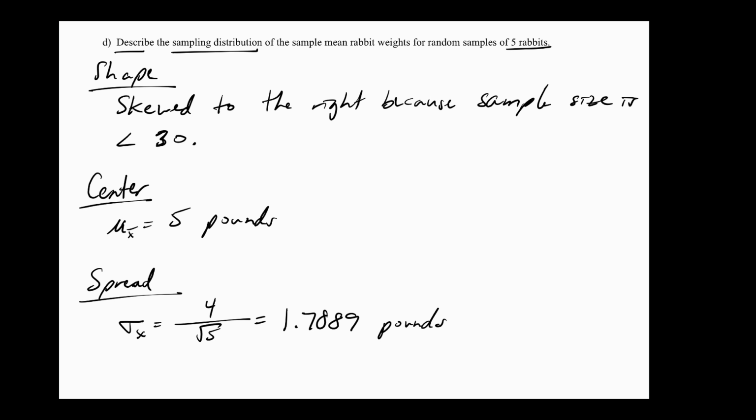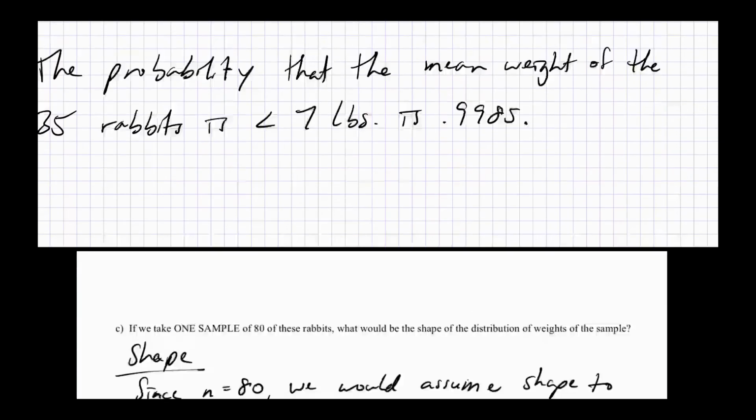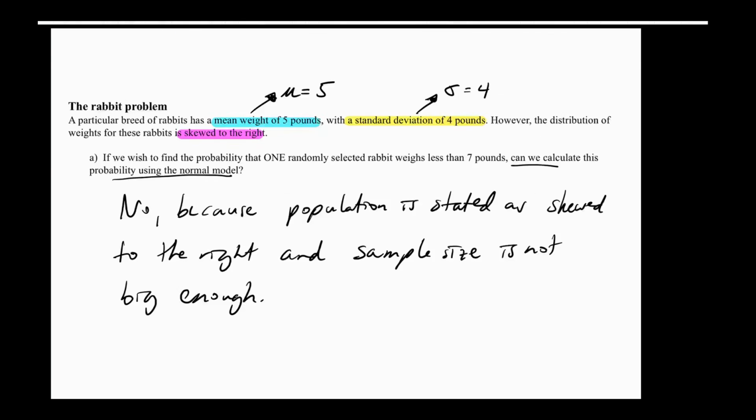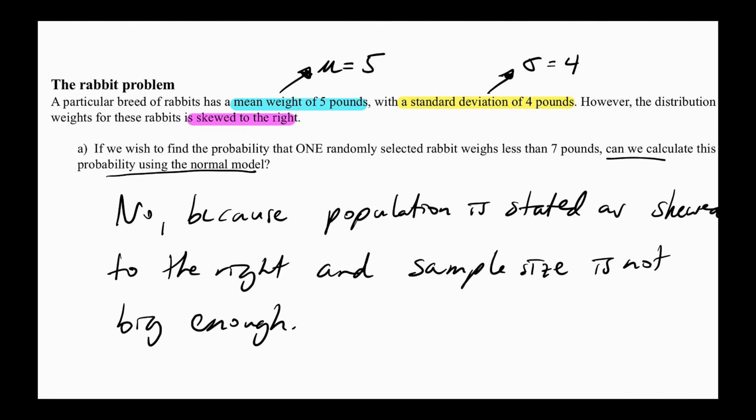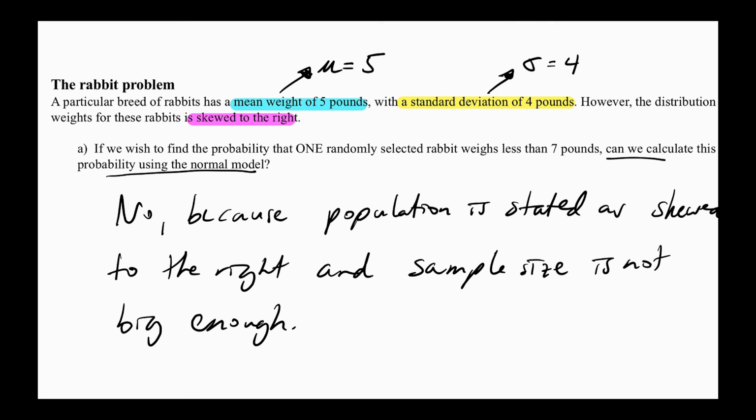Okay. Why would the center still be 5 pounds? Because it's stated as that. It would maintain these here. It would maintain this one here. It would maintain this one here. It wouldn't maintain this one, because this one is based off of sample size.